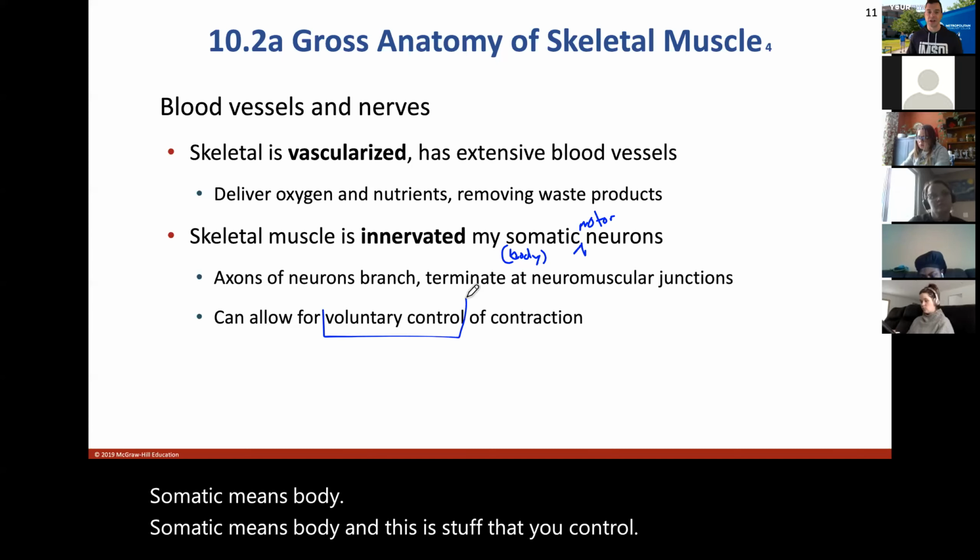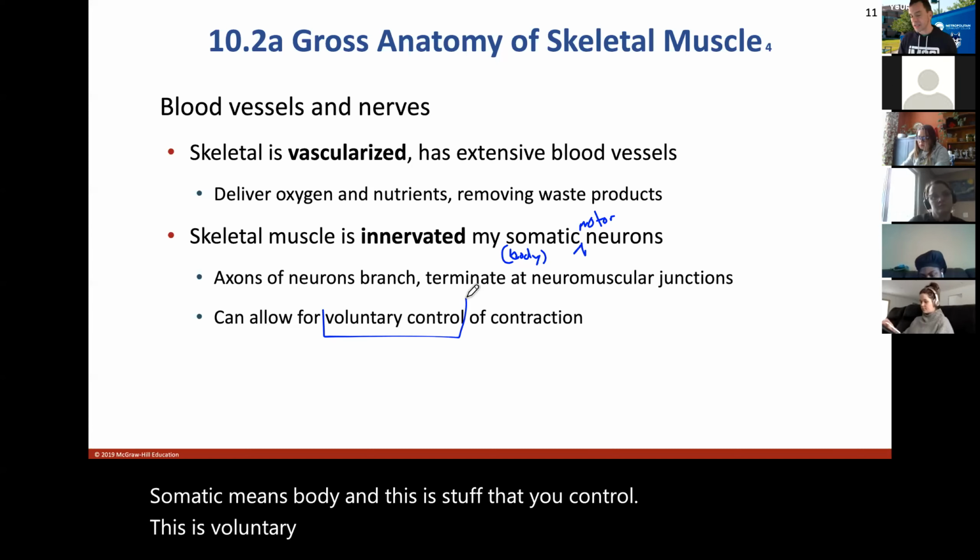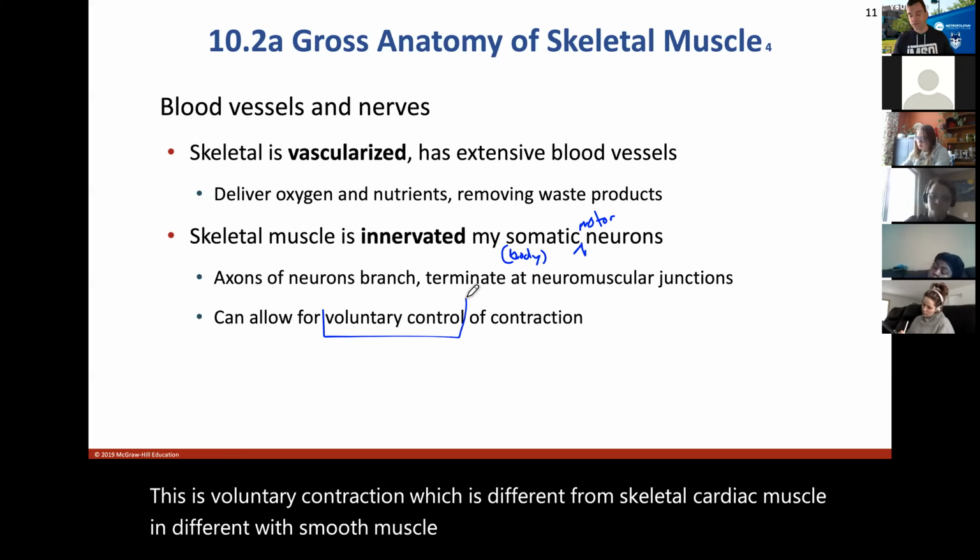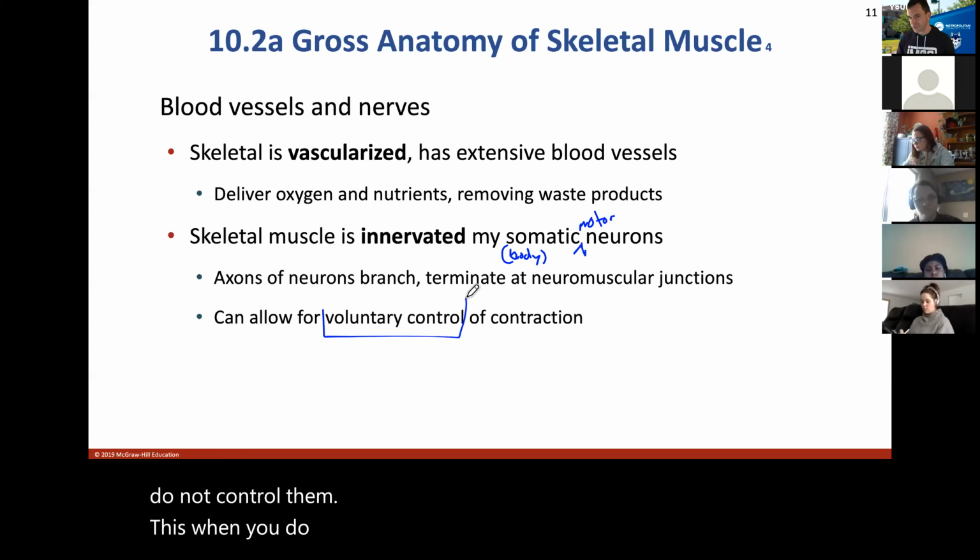So this is voluntary contraction, which is different from cardiac muscle and different from smooth muscle. Those two are involuntary. You do not control them. This one you do. So it'll have its own unique nervous system input, and that's the somatic motor nervous system.